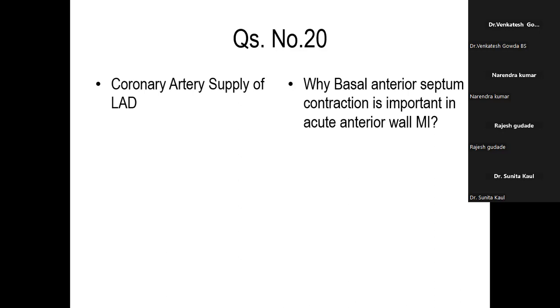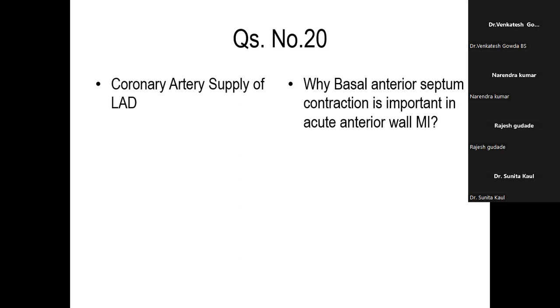If D1 branch or basal anterior septum is spared, the lesion is after D1 branch, which is known as mid-LAD lesions. So it's not a proximal LAD lesion, it's a mid-LAD lesion. So some supply is still preserved by LAD. And LAD is an artery which supplies almost 50% of the myocardium. And that's why it's important.